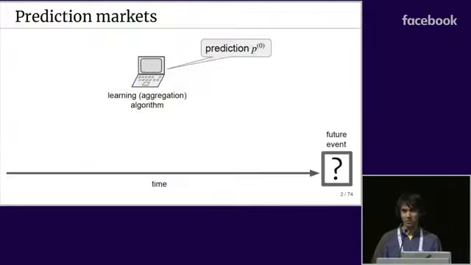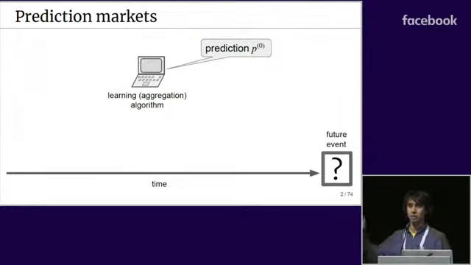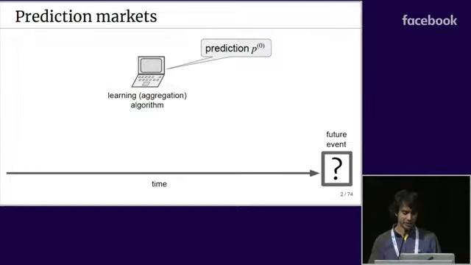Let me tell you what a prediction market is, at least from a machine learning perspective. We have a platform or some sort of learning or aggregation algorithm, and the goal is to maintain predictions about some future event, a political or sporting event or the weather, whatever. To do that, it's going to collect information from participants.